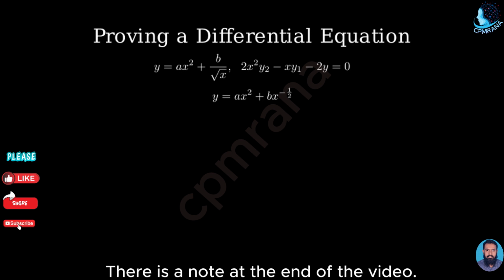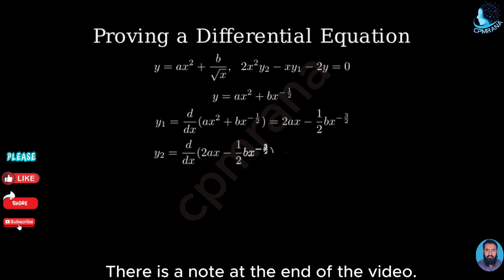Now let's find y1, which is the first derivative. Using the power rule, we differentiate each term. The derivative of ax squared is 2ax, and the derivative of bx to the negative 1/2 is negative 1/2 bx to the negative 3/2. Next, we need to find y2, which is the second derivative.